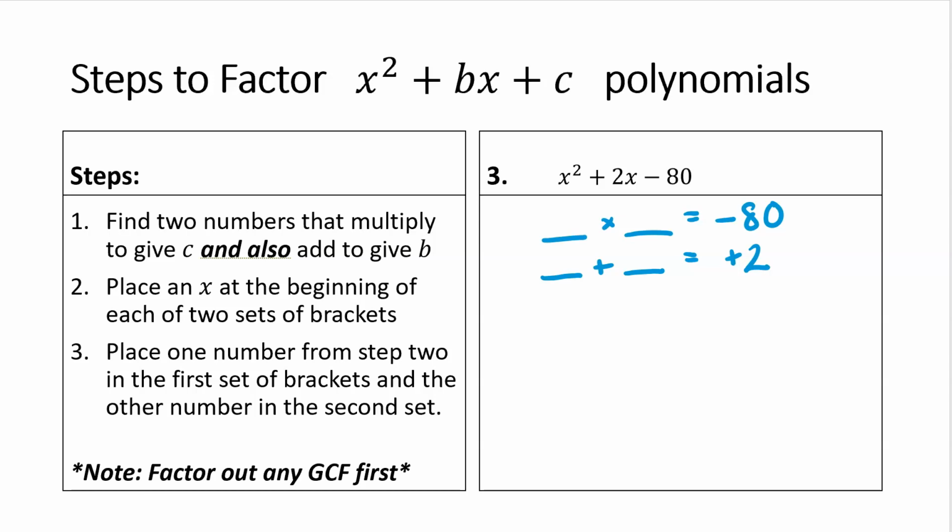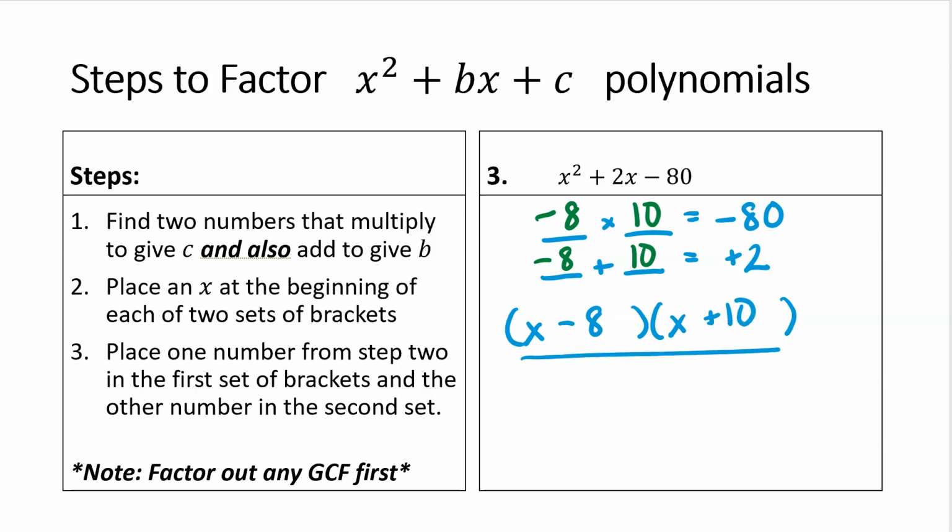So negative 80 is negative 8 times 10. Do those numbers work? Negative 8 plus 10 is a positive 2, so yes, those will be our numbers. Take our two sets of brackets, place the x in front, and use those two numbers. x minus 8 and x plus 10 will be your answer.